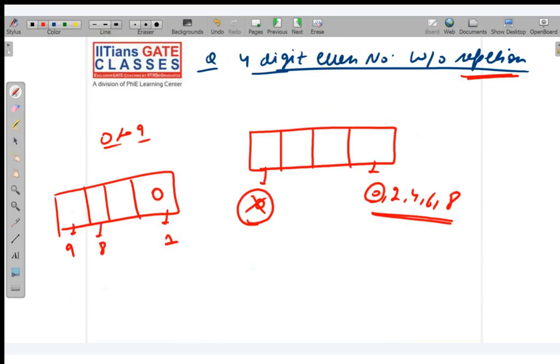So how many possibilities are here? 8, and here 7. So obviously what will be the answer? 9 into 8 into 7 into 1. This is one of the ways. And the rest is very easy.